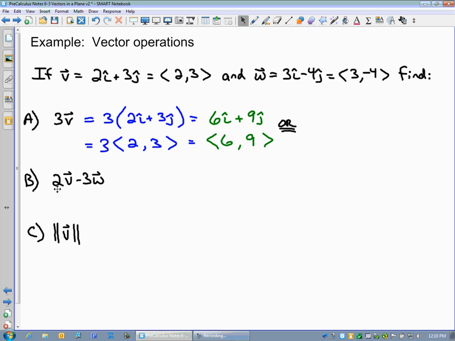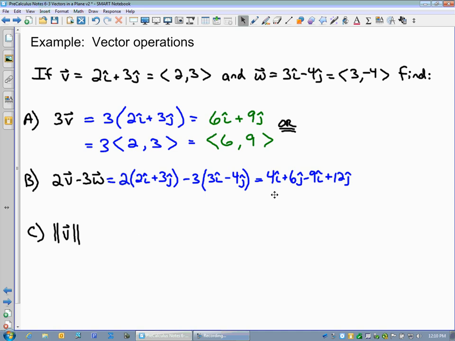Okay, let's say we had 2v minus 3w. We're going to first do it with the hat notation. This is going to be 2 times vector v minus 3 times vector w. We're going to start out with our distribution. So 2 times 2 is 4. 2 times 3 is 6. But this is where you have to be careful. This is where the mistakes are normally made. Negative 3 times 3 is negative 9. Usually students get that one. But then negative 3 times negative 4 is a positive 12. Be careful with your signs.